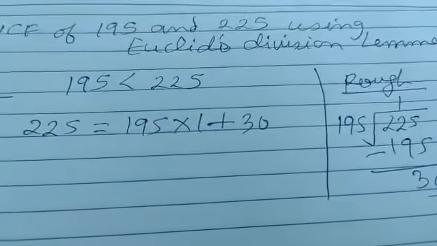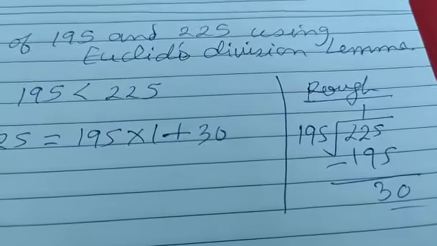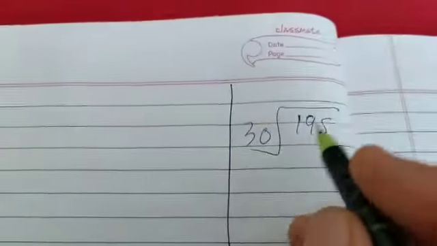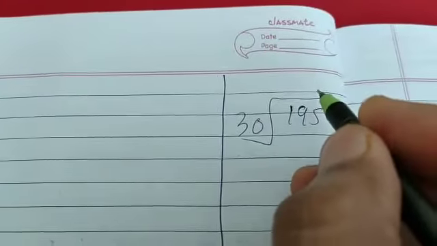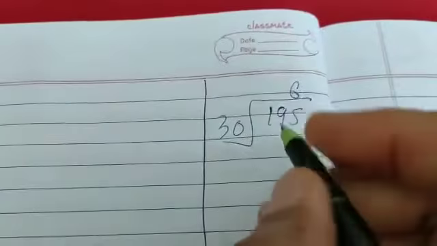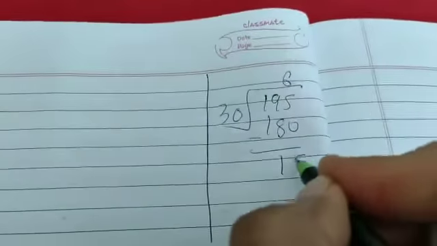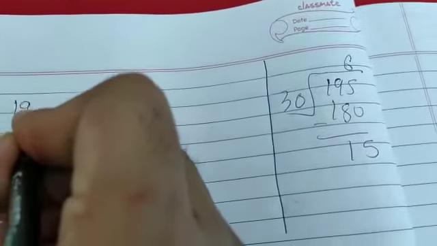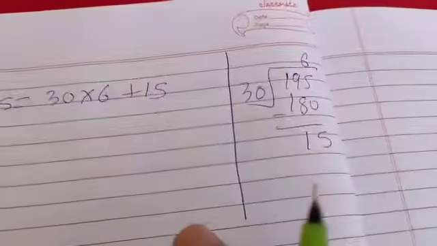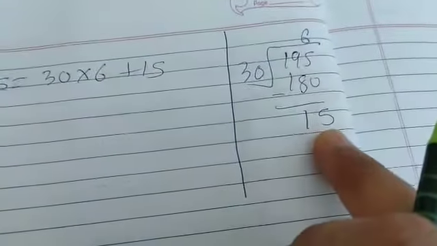So we'll now go further. That is, as I told you, we'll divide 195 by 30. What we'll get here is 6, that is 180. And in this case, the remainder is 15. So we'll write this step using Euclid's division lemma. We are getting 195 equal to 30 into 6 plus 15. Again, the remainder here is not 0.